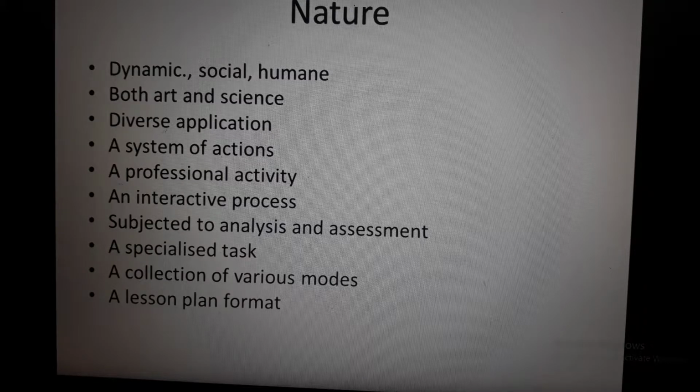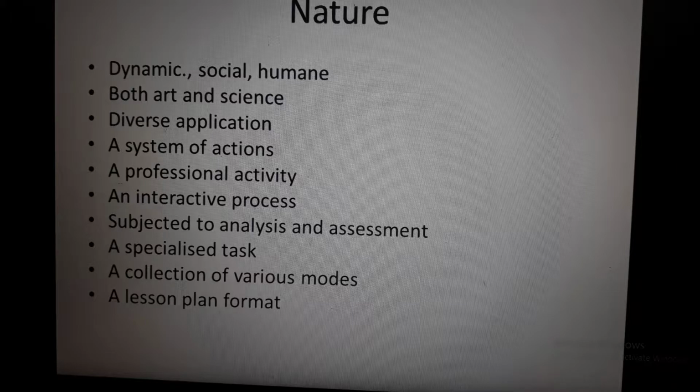And lastly, a lesson plan format. Teaching involves a lesson plan format in consultation with faculty from schools, colleges, etc. A lesson plan format is involved in 6E, that is the letter E and S. So the 6E stands for engage, explore, elaborate, evaluate, extend, and S stands for standard.